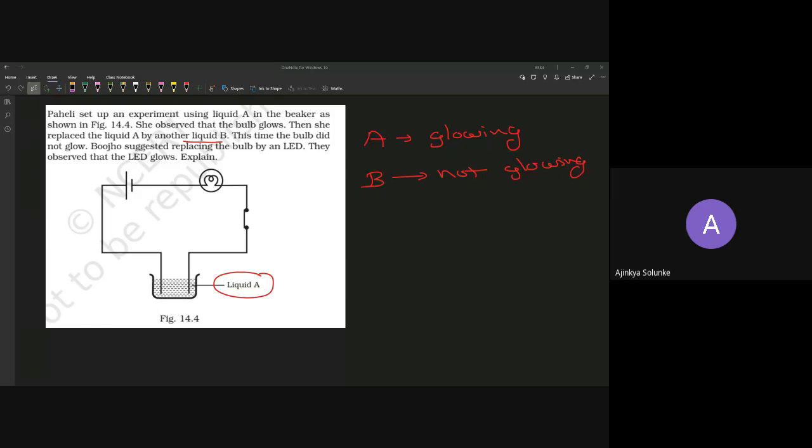Yes, Sachi, you can give the answer. A is an electrolyte and B is not an electrolyte. Correct, very simple answer. That's the correct answer, Sachi. A is an electrolyte, and that's why it is conducting electricity. But B is a non-electrolyte, as it is not conducting electricity, so the bulb will not glow. Very simple. A is an electrolyte, B is a non-electrolyte. That's why.